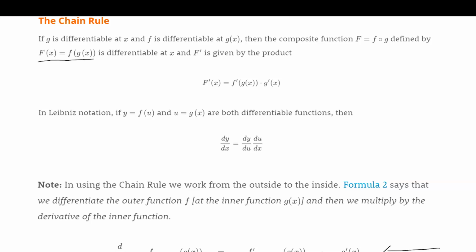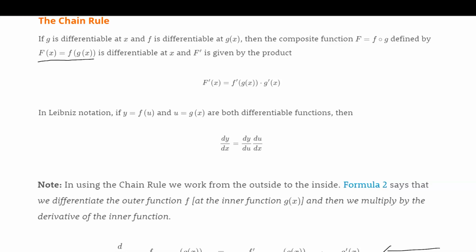So that's listed out down below here at the bottom of the page. So we take the derivative of the outer function, evaluate it at the inner function, and then we multiply that by the derivative of the inner function.